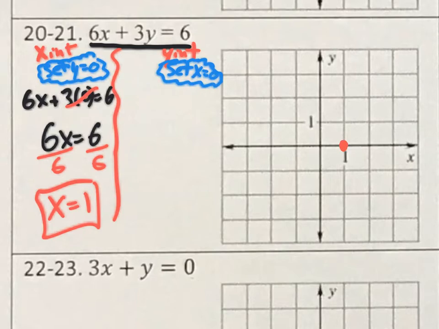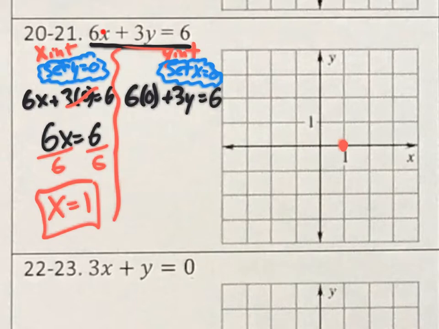Now let's go for the y-intercept value. Let's see where that line crosses the y-axis by setting x equal to 0. So I'm going to set x equal to 0. It's going to say 6 times 0 plus 3y equals 6.